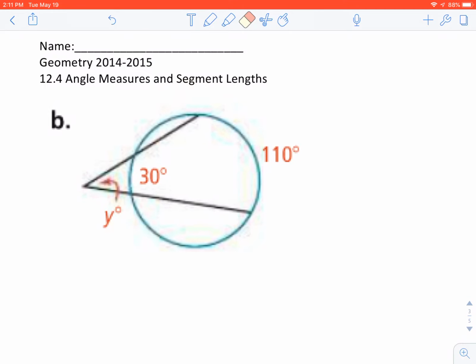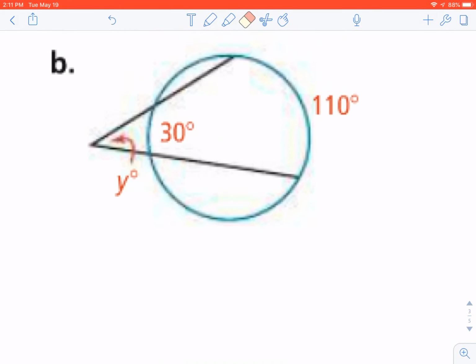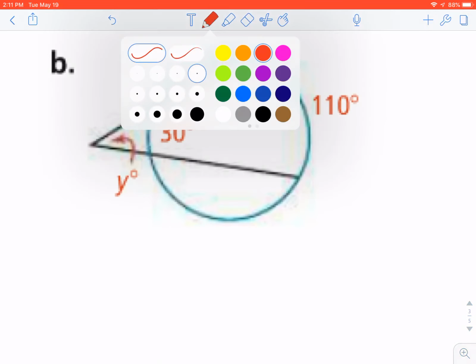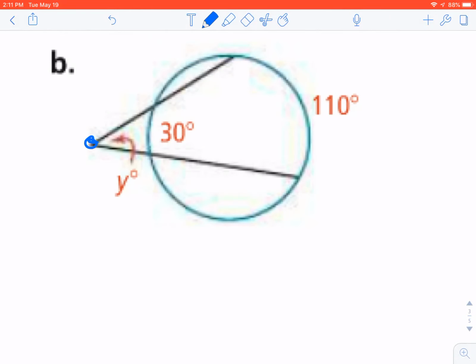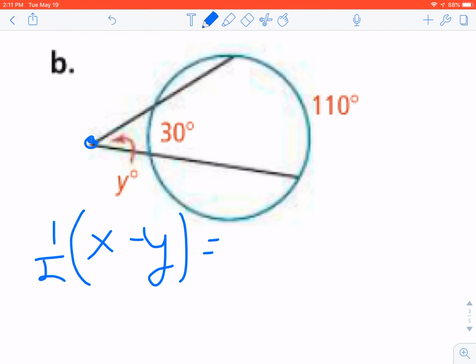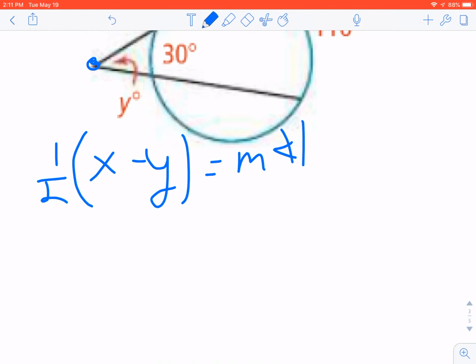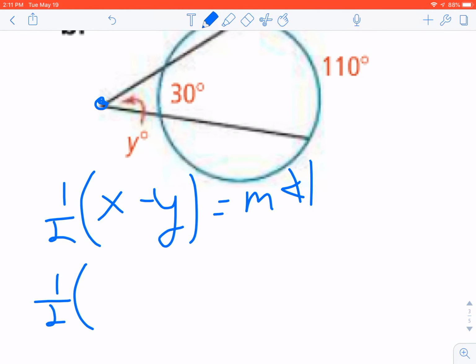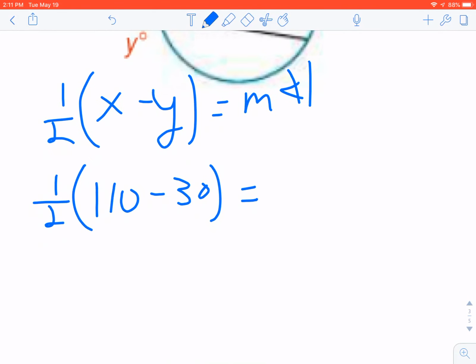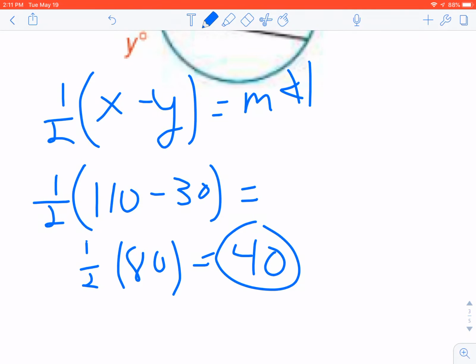All right, and then again, I would have had you do both A and B. So again, if you want to pause, this is a very straightforward one, and try it out. Your intersection is occurring outside, so again, it's minus. So x minus y is equal to the measurement of the angle. So in this case, my big arc is 110 minus my little arc is 30. That's going to equal, so I'm just going to do the math here. This gives me 80. Half of 80 is 40. So your answer there is 40 degrees.